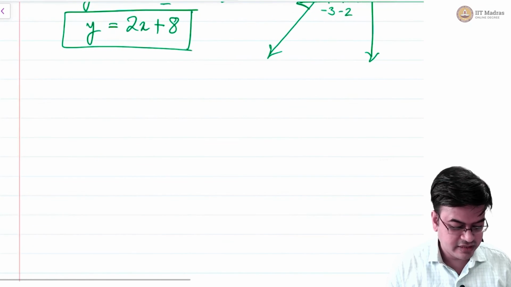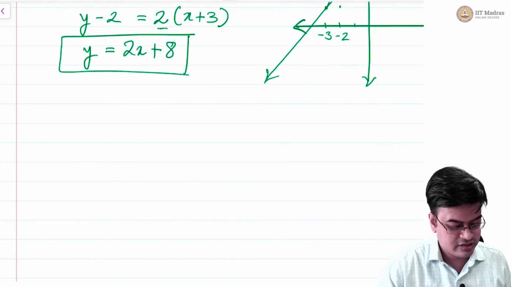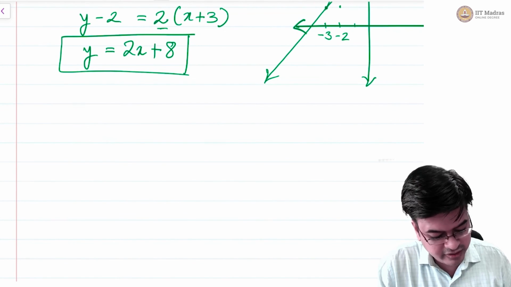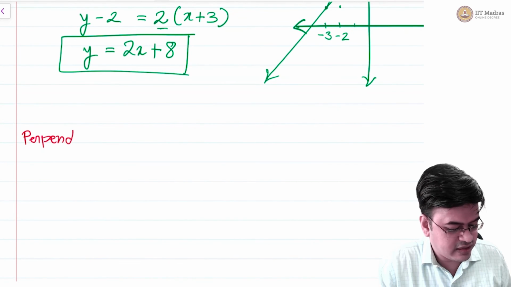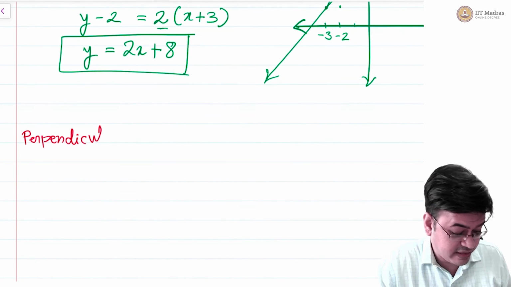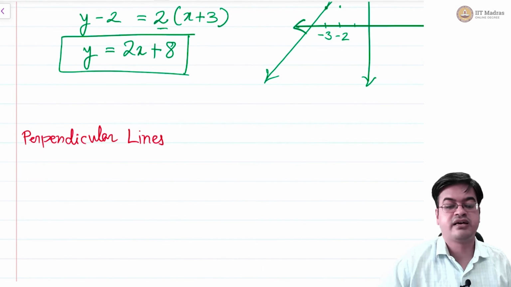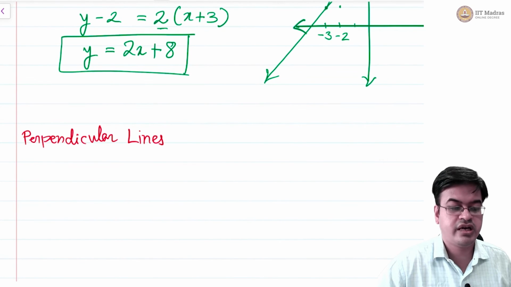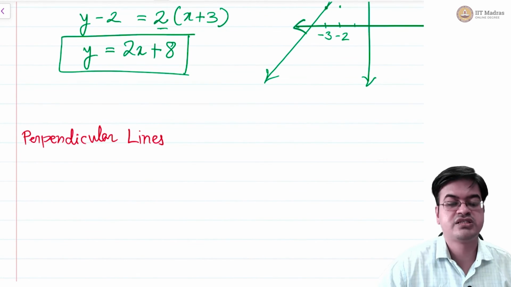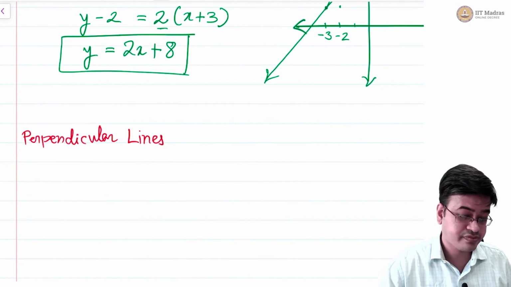Now let us try to see similar characterization for perpendicular lines. So what are perpendicular lines? First of all, perpendicular lines are the lines which are intersecting lines and they intersect at a special angle which is a right angle, 90 degrees. So any two lines that intersect each other at a right angle are called perpendicular lines.